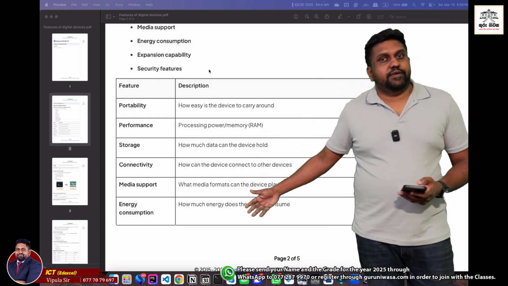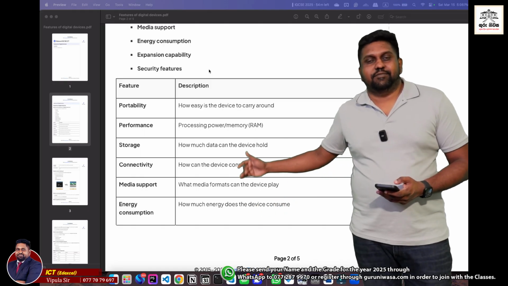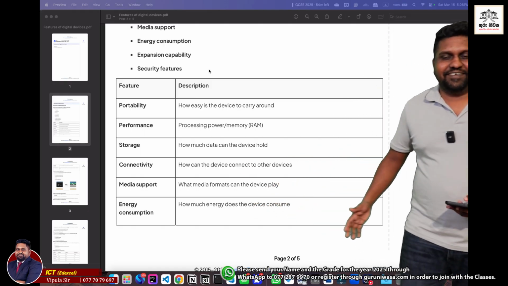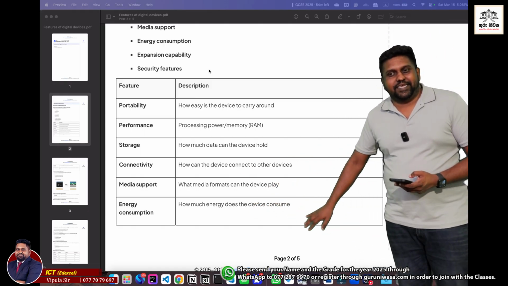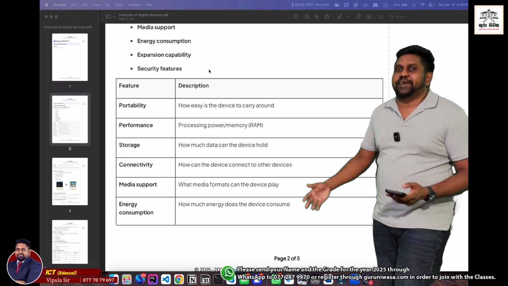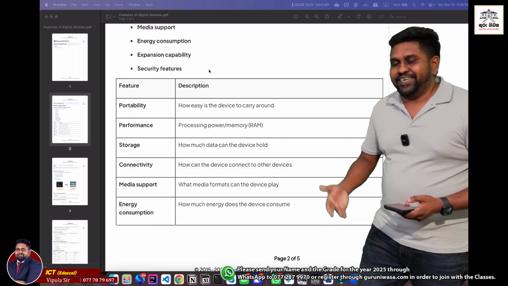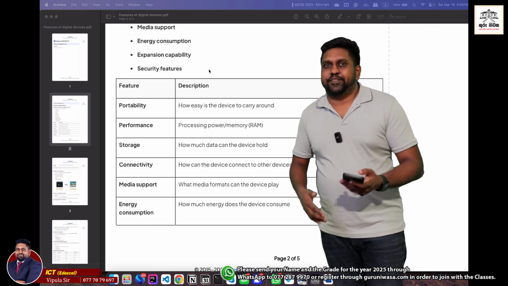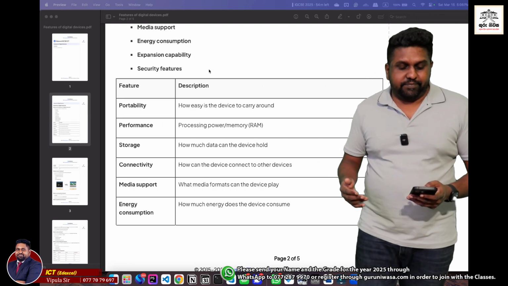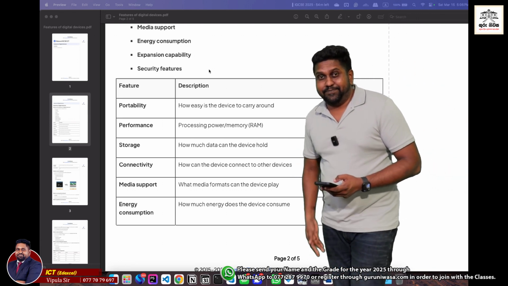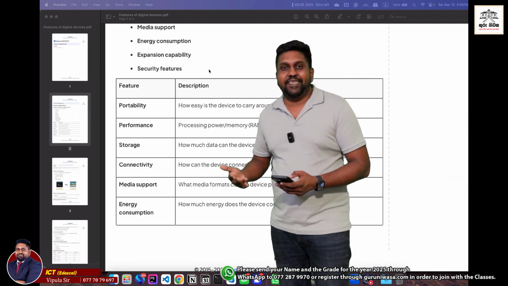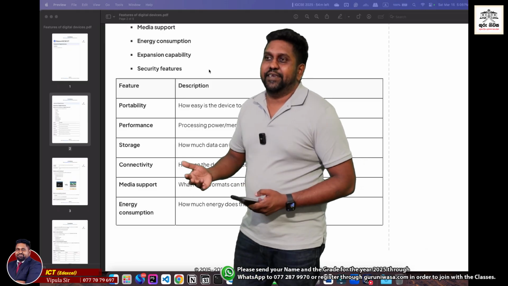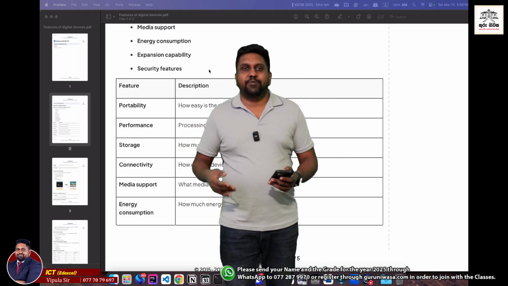Then energy consumption. This is one of the major points everybody is trying to fight and innovate on, because as you know, we are in an age where batteries are being invented and experimented with almost every day.